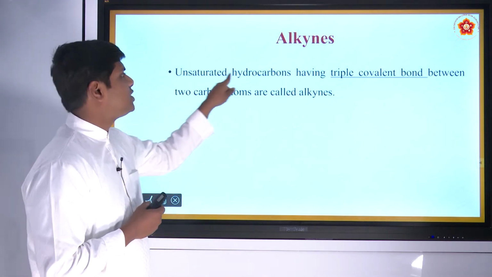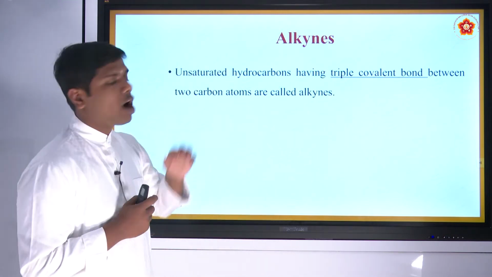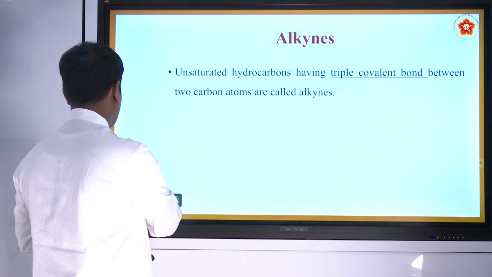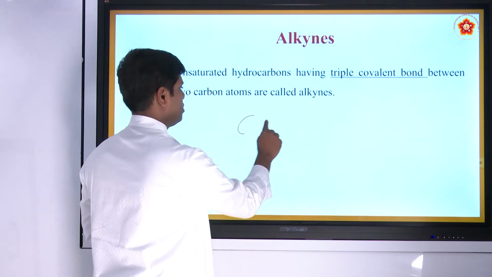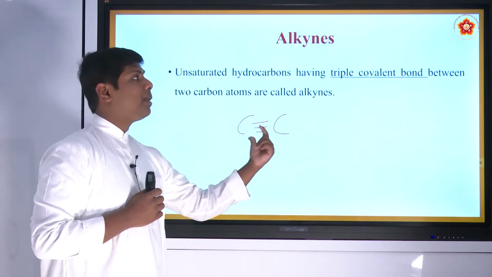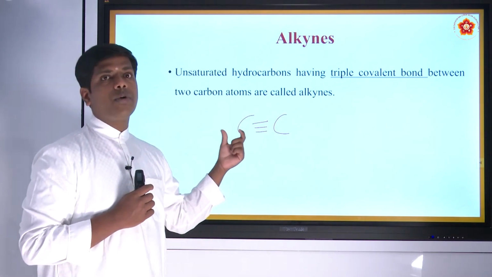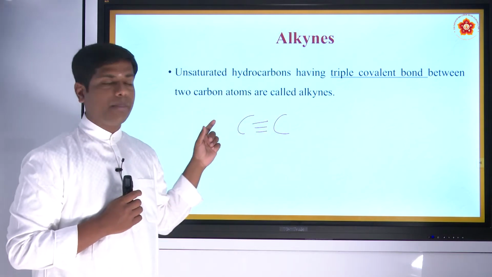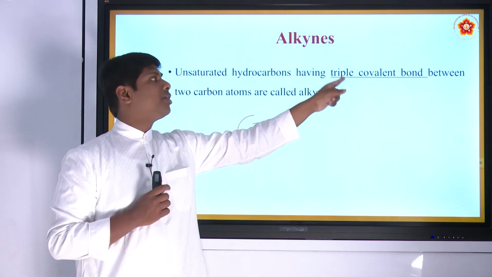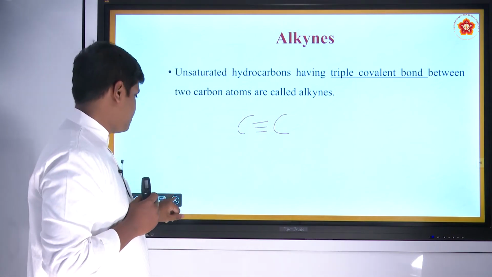Alkynes are unsaturated hydrocarbons having a triple covalent bond between two carbon atoms. If they have a triple covalent bond, such compounds are called alkynes. Once again I am repeating, alkynes are unsaturated hydrocarbons having a triple covalent bond between two carbon atoms.